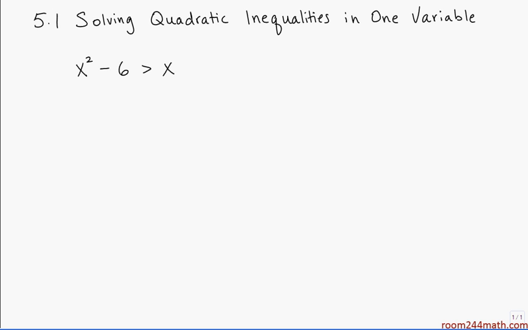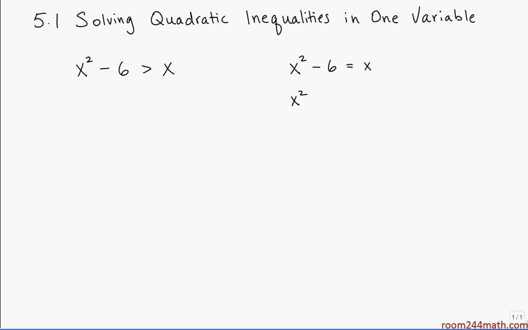Now, what do I mean by the critical values? The critical values are the solutions to the corresponding equation. So if you just write the inequality again with an equal sign and then you solve it, those roots will be called the critical values. So solving this quadratic equation is pretty straightforward.